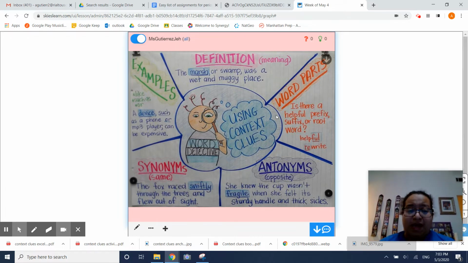So let's combine word parts and inference. Sometimes it's not going to be an antonym, a synonym, a definition, or an example. Sometimes we just have to read what is around it and try to figure it out on our own. For example, sometimes even if you know what the word means, you have to see what is the correct use of the word. For example, the word park.